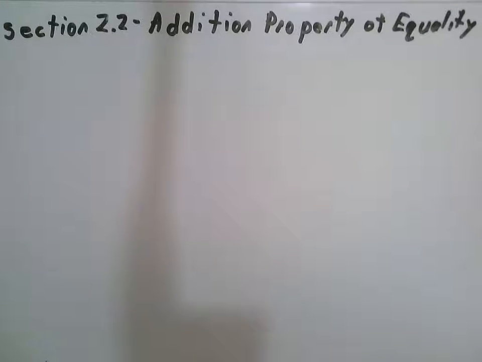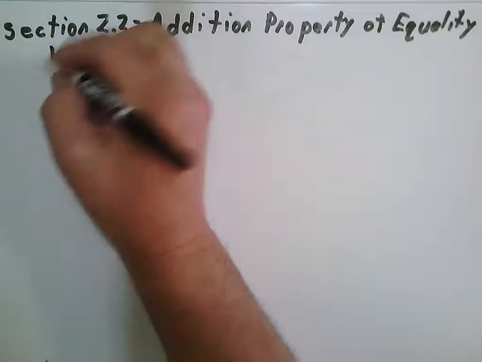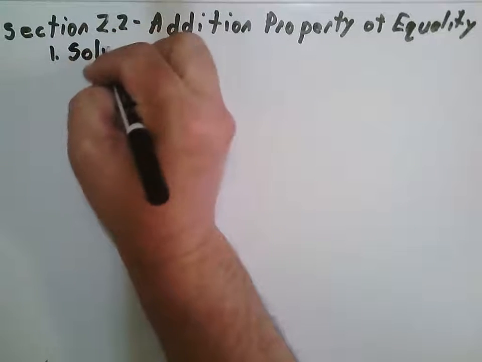Okay, now we're going to start into section 2.2, which is the addition property of equality. And the addition property of equality basically boils down to one basic idea. With it, you can come up with a solution set.